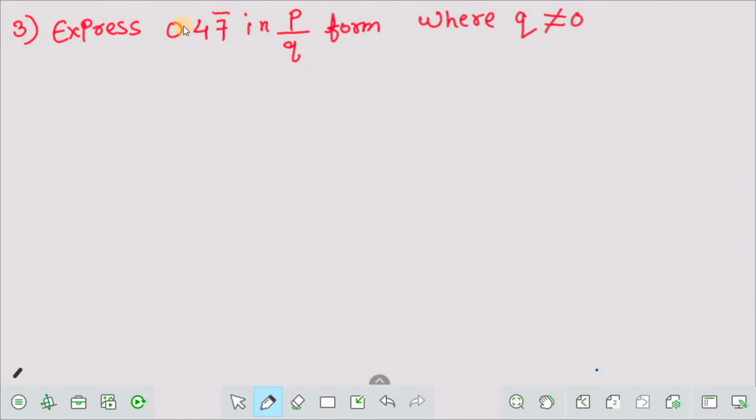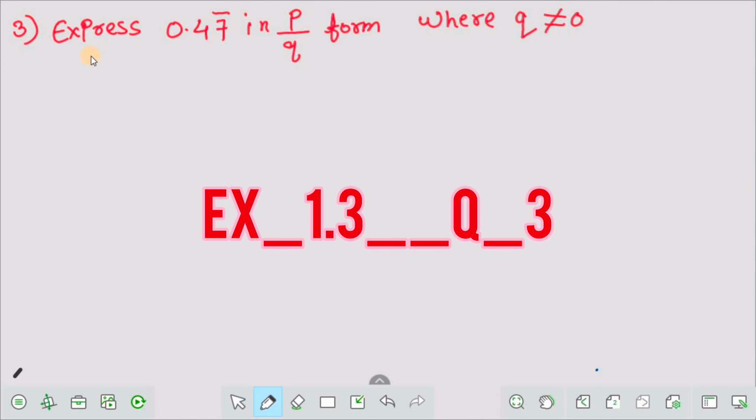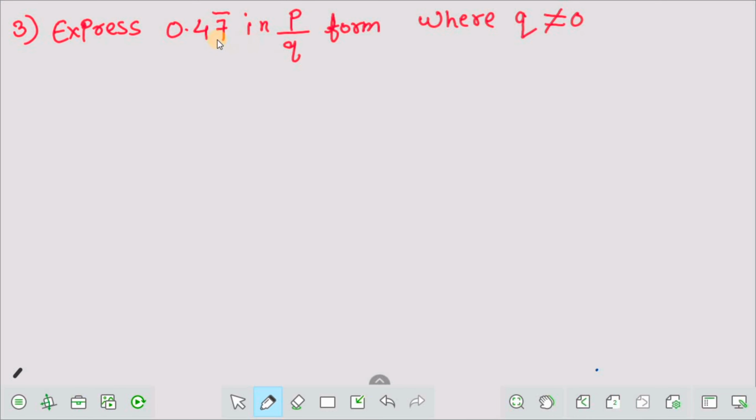Hello students, in this video I am going to solve question number 3 of exercise 1.3, class 9th NCERT book. The question is: express 0.4777... (0.47 with the bar only over the 7) in p by q form, where q is not equal to 0. So first, write the solution.